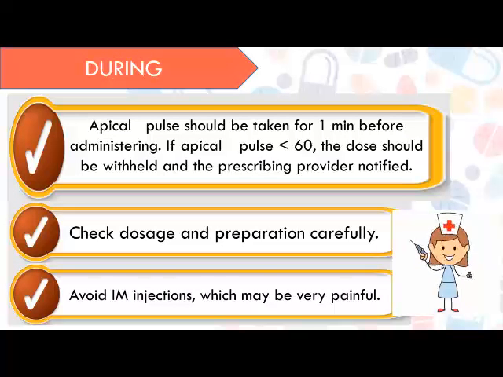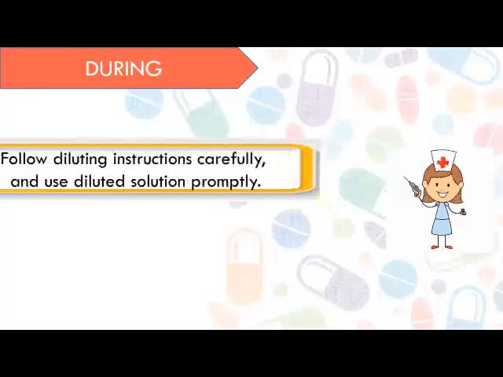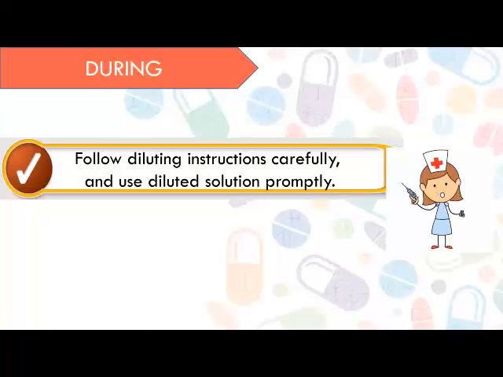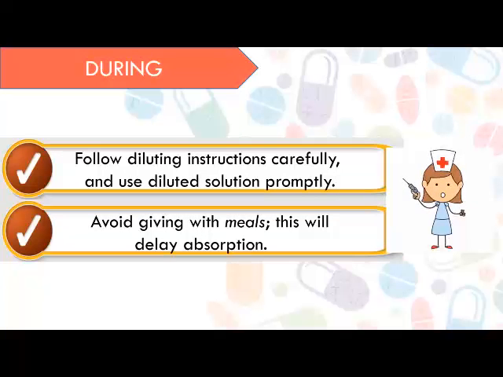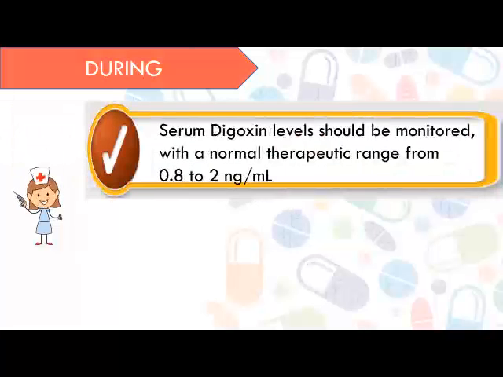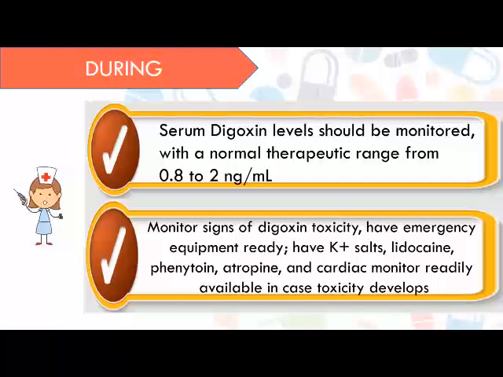Avoid eye injections, which may be very painful. Follow diluting instructions carefully and use diluted solution promptly. Avoid giving meals to your patient because this will delay my absorption. My serum level should be monitored, with a normal therapeutic range from 0.8 to 2 nanograms per milliliter. Monitor your patient for signs of my toxicity and have emergency equipment ready. Have potassium salts, lidocaine, phenytoin, atropine, and a cardiac monitor readily available in case toxicity develops.